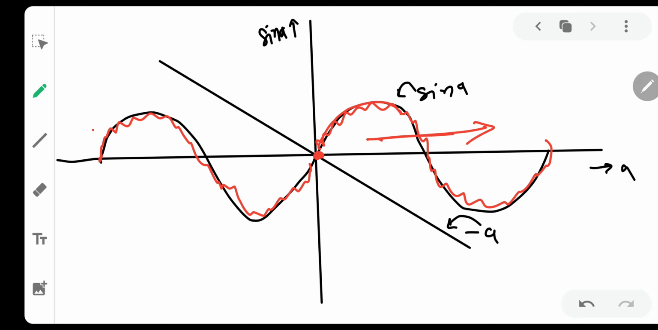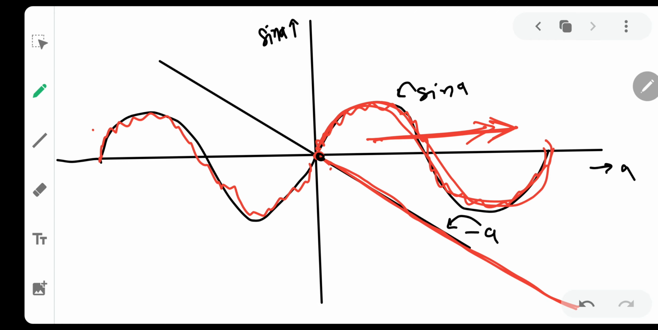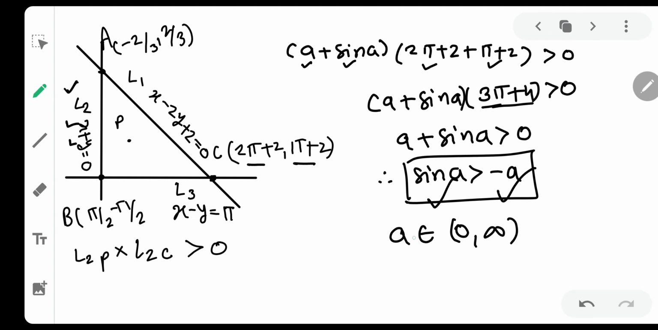From 0 to infinity, see, sin A is always above the minus A graph. Minus A graph is going to go like this, and sin A is always on the upper side, hence sin A will be greater. So from 0 to infinity we have our answer. So the answer to this inequality is A belongs to (0, infinity). 0 won't be included because at 0 both the graphs are the same. See, point of intersection. Hence after 0 up to infinity is the answer for the first inequality.